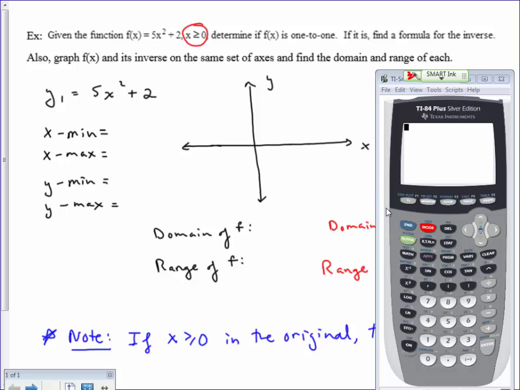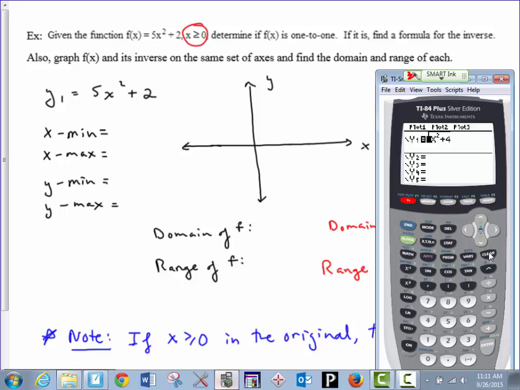Let's do this on our graphing calculator. So in y1, enter the function 5x squared plus 2. So go to y equals. If you have a function there, clear it out. Enter 5x raised to the second power. I have to arrow right, and then plus 2.